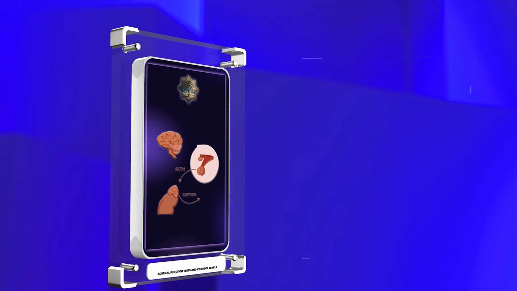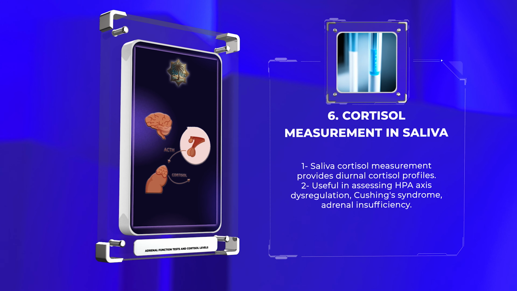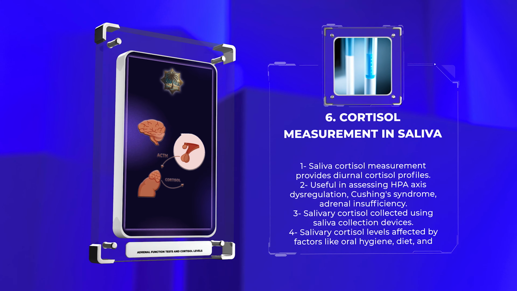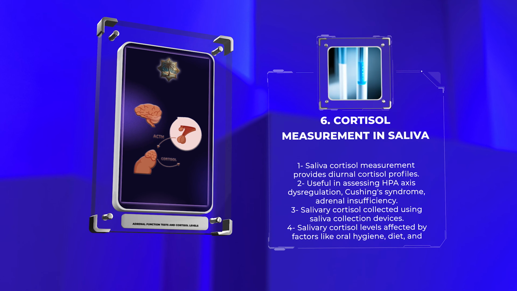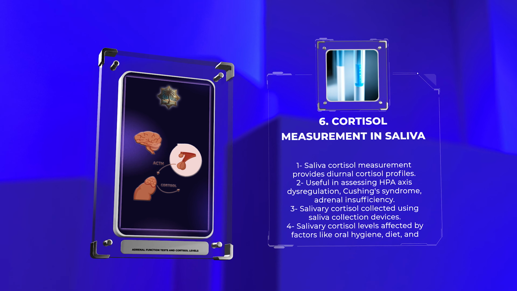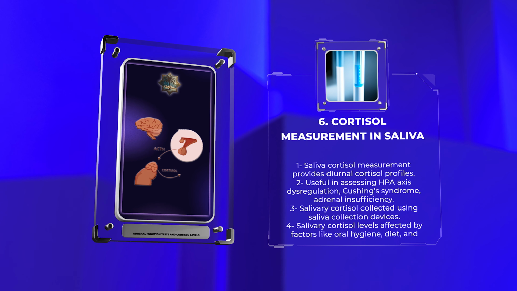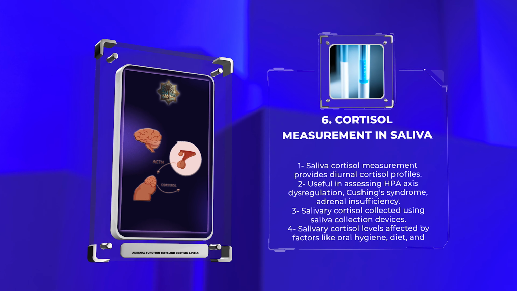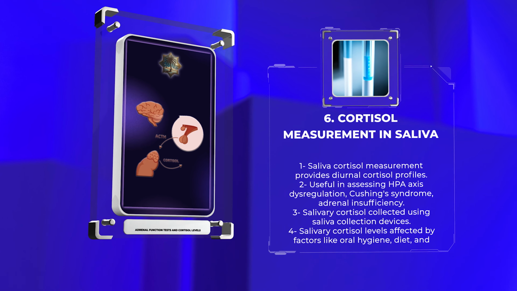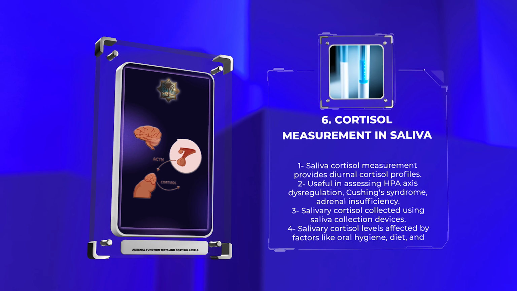Furthermore, saliva cortisol measurement provides diurnal cortisol profiles, allowing for the evaluation of circadian rhythm patterns. This is particularly useful in assessing HPA axis dysregulation, such as in Cushing's syndrome or adrenal insufficiency. Additionally, measuring salivary cortisol can be helpful in monitoring stress levels and evaluating the effectiveness of stress management interventions.